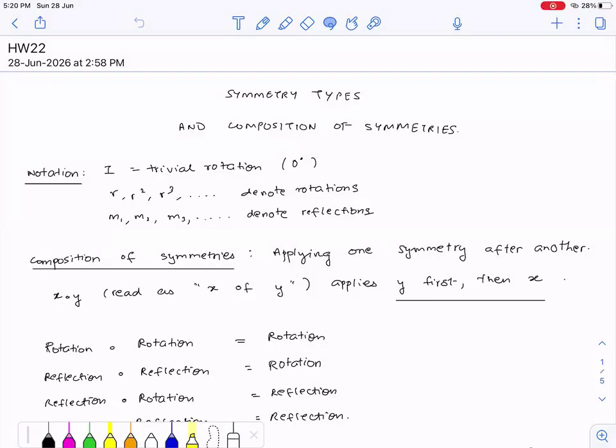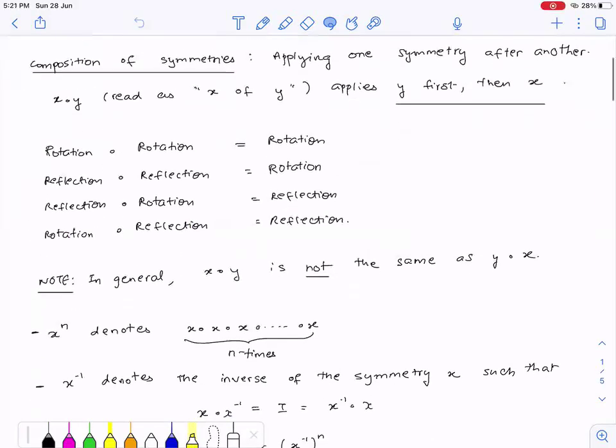We'll denote by I the trivial rotation, which means that you don't do anything to the figure, and we denote by little r rotation. Depending on the figure, these can denote half turns or 1/4 turns, 1/3 turns, 1/7 turns, or something like that. And then we denote reflections by M1, M2, M3, where the Mi denote the axis of reflection. Now, when we say composition of symmetries, it means that we apply one symmetry transformation after another.